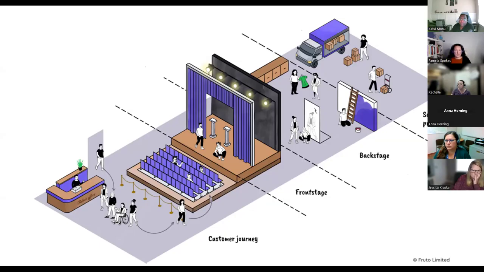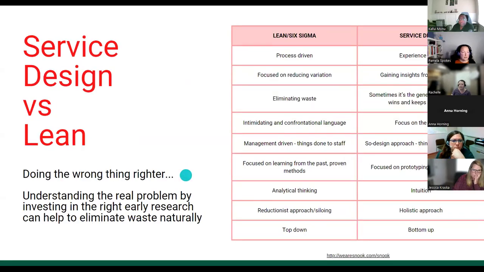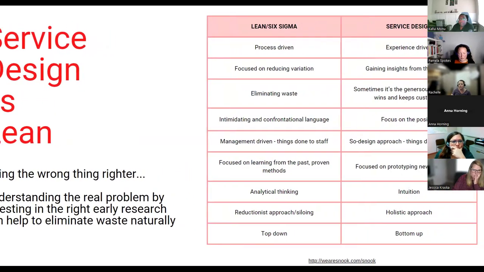So one of the things that we specifically wanted to talk about here was service design and lean. And I don't know, is that maybe a bit too small? I don't know if I can make it bigger for you.